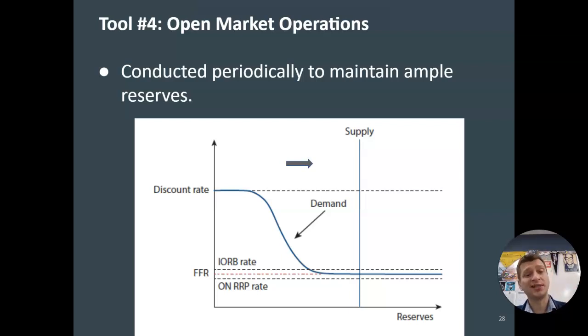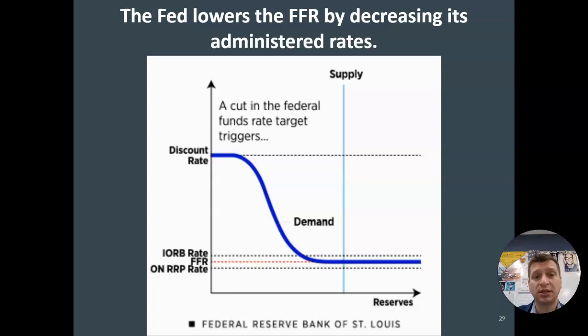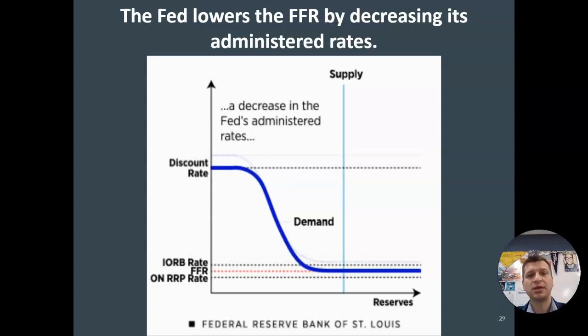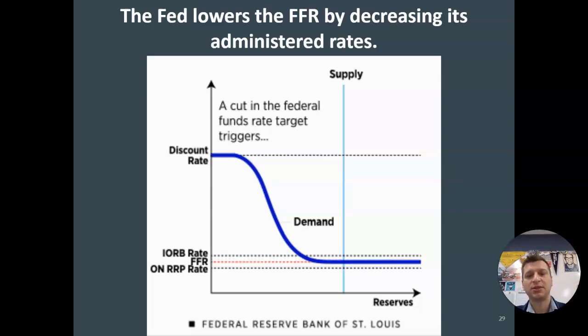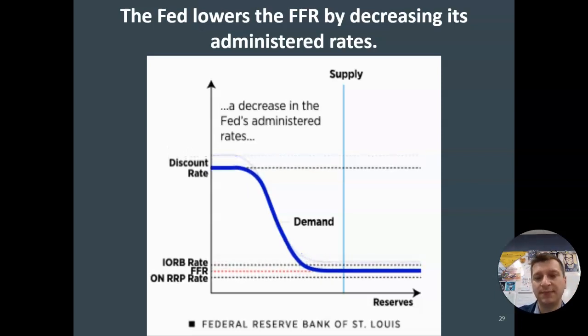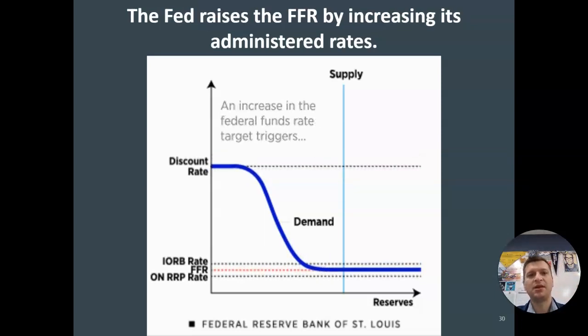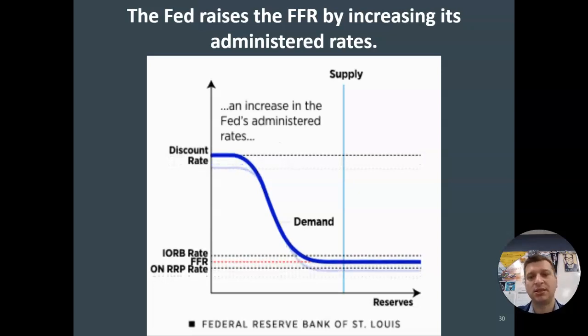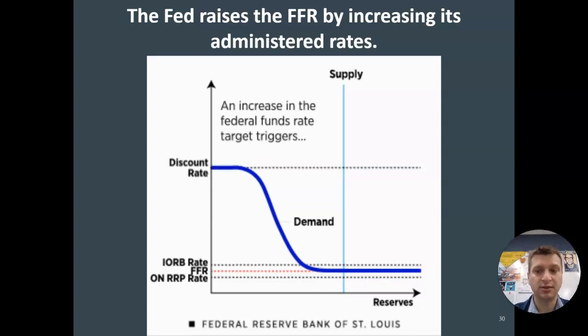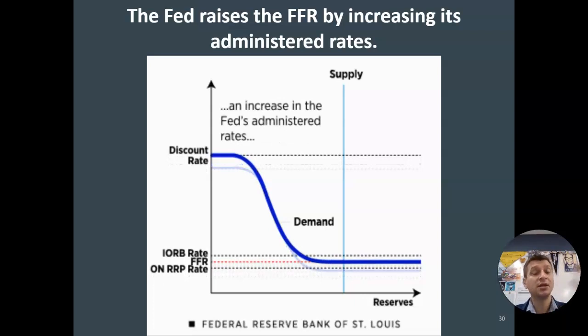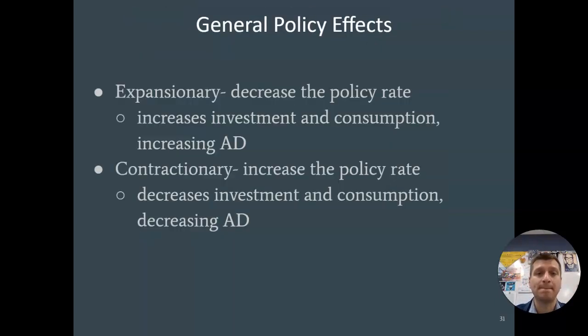Open market operations, as I already said, are conducted periodically just to maintain ample reserves, and do not affect interest rates. So here you see a little animation: a cut in the federal funds rate target decreases the Fed's administered rates, which results in a lower federal funds rate. So it's that shift down that you see. If it goes the opposite direction, they would raise the interest rates. So pretty much it's just announcing that they're raising these administered rates, which increases the federal funds rate, which therefore increases or decreases investment or consumption spending.